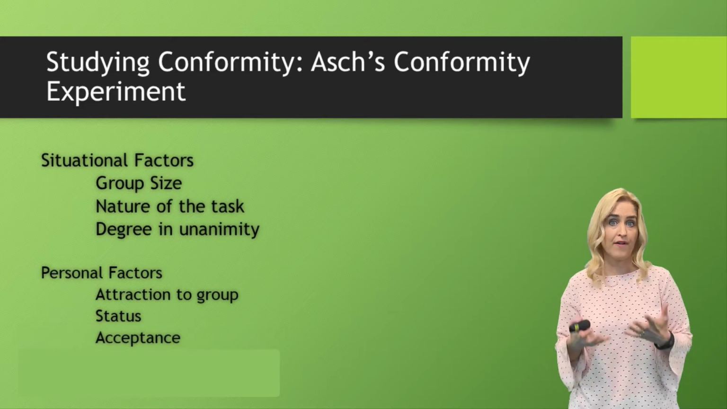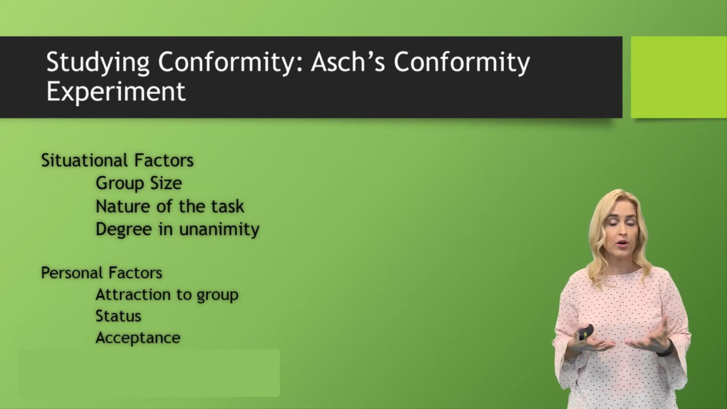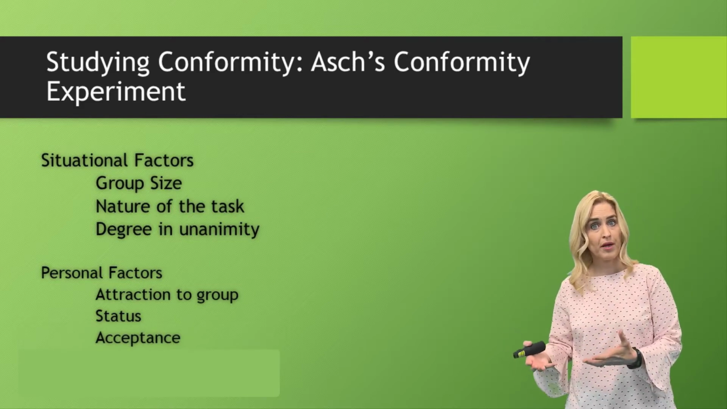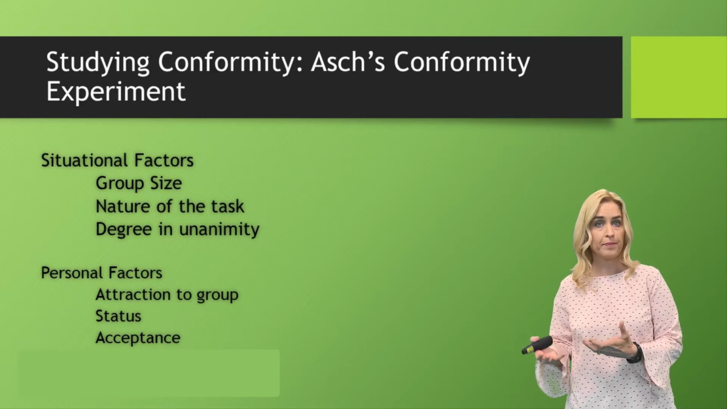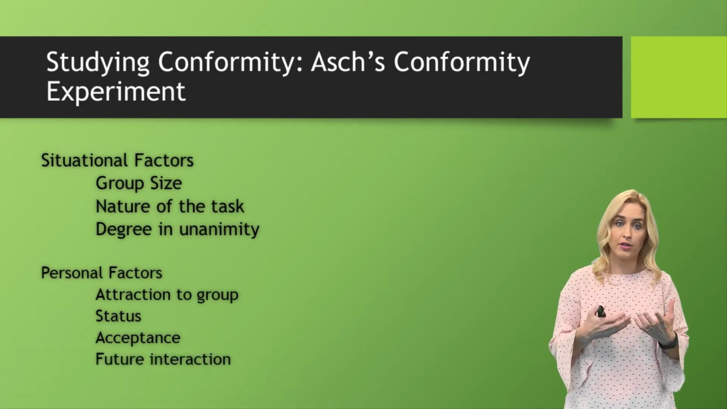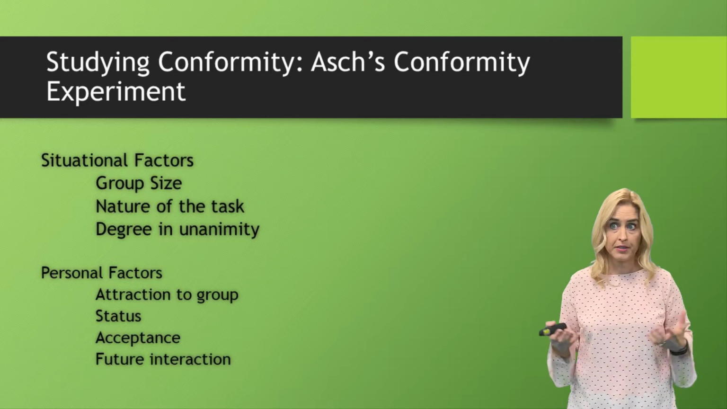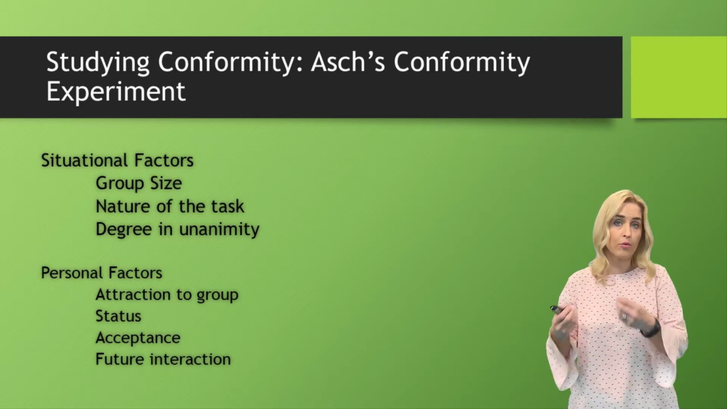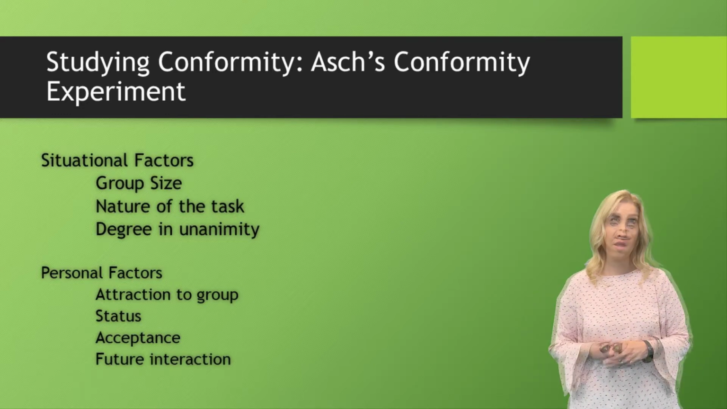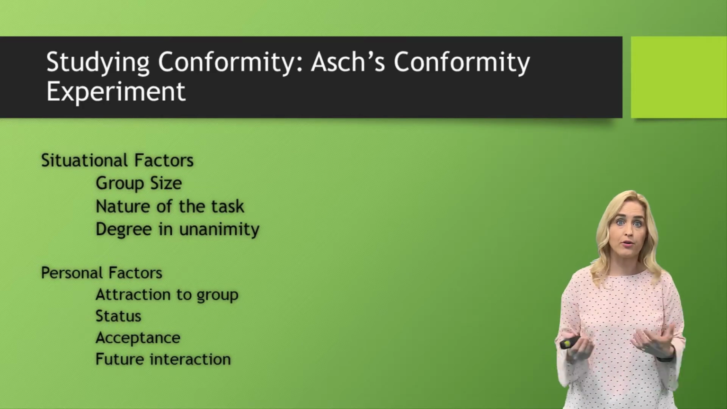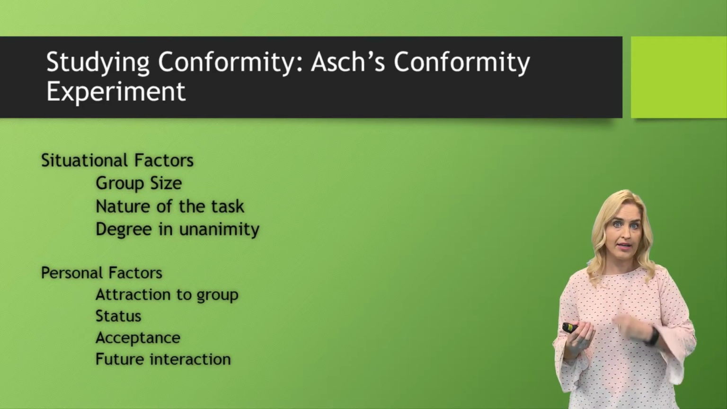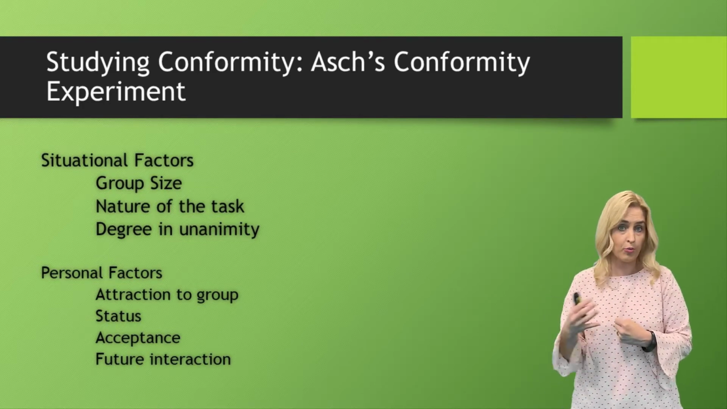Acceptance is another factor. If this person wanted to be accepted by the group, then they were more likely to conform. And also future interaction. If the participant felt that they were going to see these people again, they were more likely to conform as well. So Asch's experiment was really about conformity, how the individual has to make decisions based on pressure from a group.